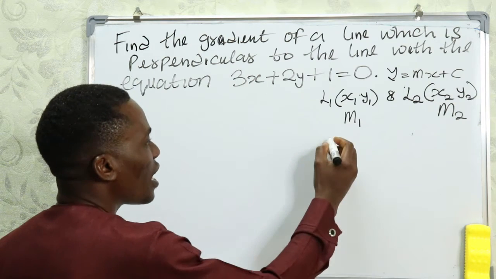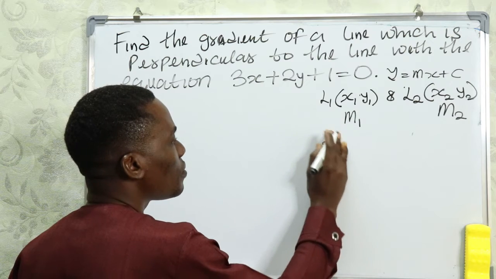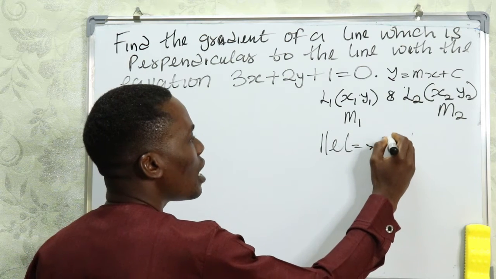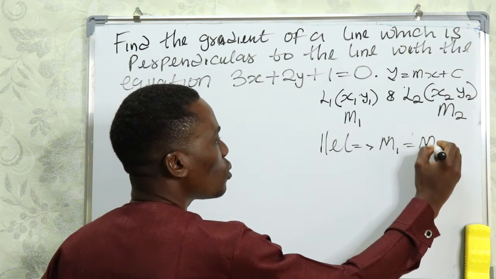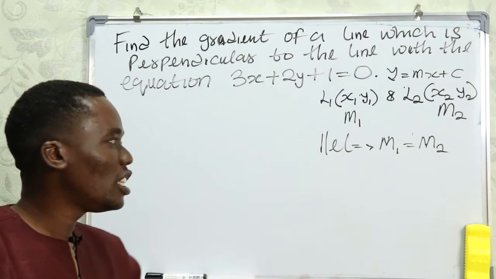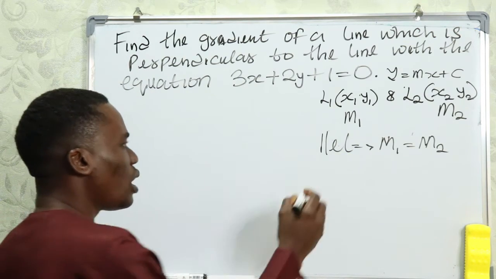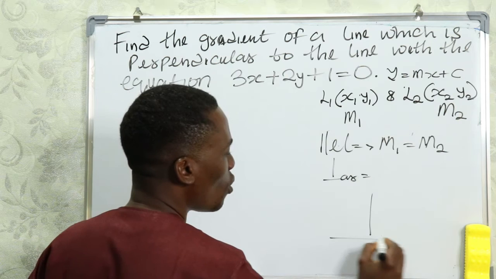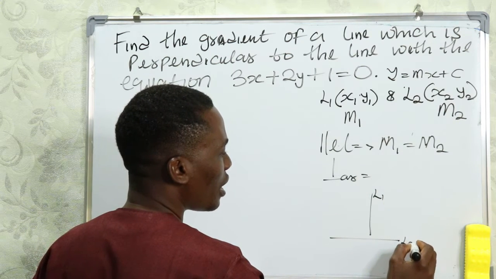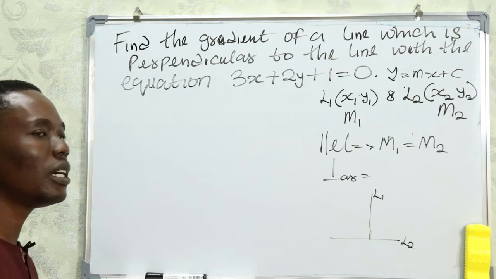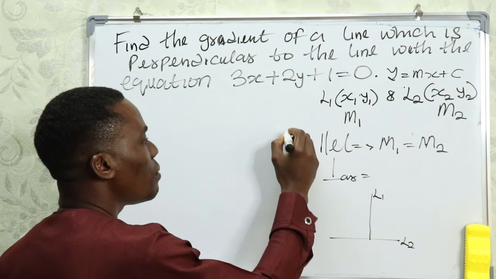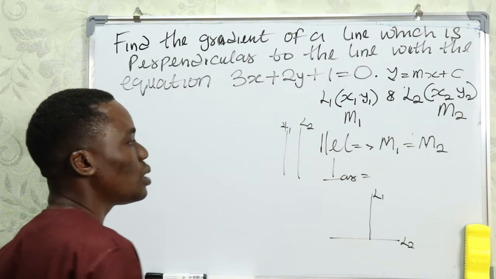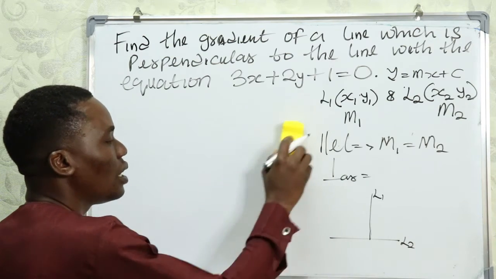If these two lines are parallel to each other, then their gradient m1 will be equal to m2. That is a law in geometry. Now, if these two lines are perpendicular to one another, this goes here and we have our L1, this is our line L2, they are perpendicular to each other. But if they are parallel, this line is running here and this other one, L2, runs parallel to it, or it can be the other way around.